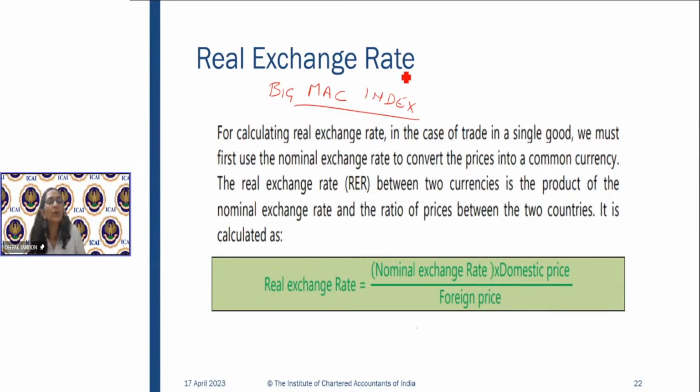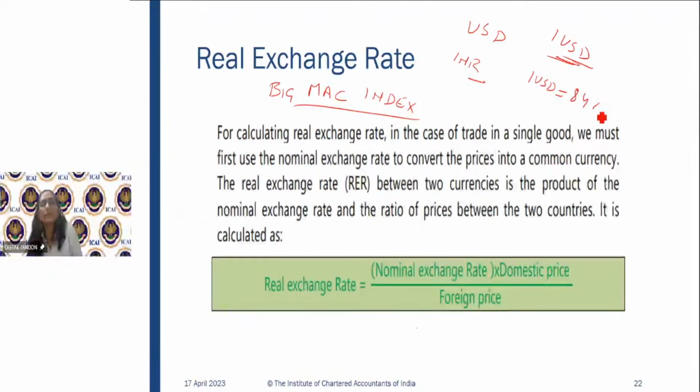So the McDonald's burger in the US and in India, in US dollars and INR. With the same stuffing, the same content, what is the rate of the burger in the US and with respect to that in India? Suppose the Big Mac burger in the US is costing one USD, and in India, if one USD is equal to 84 INR.